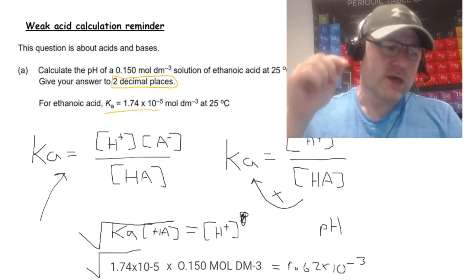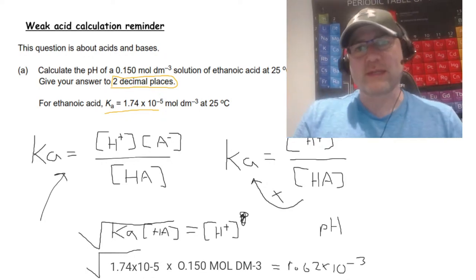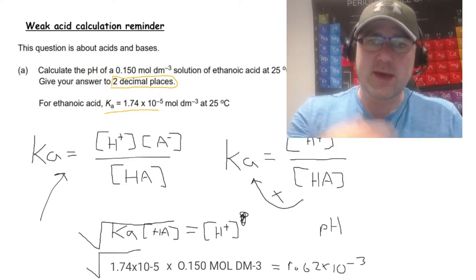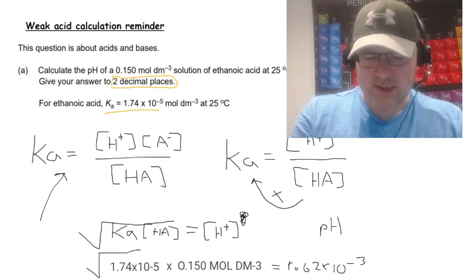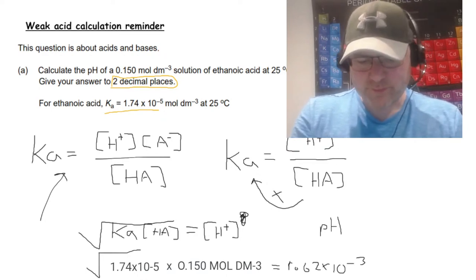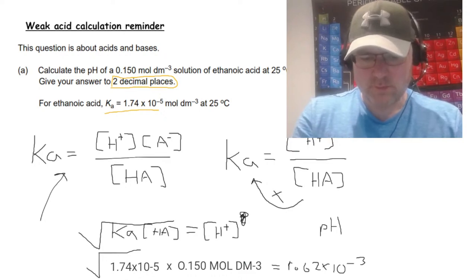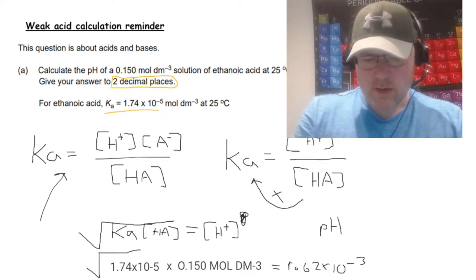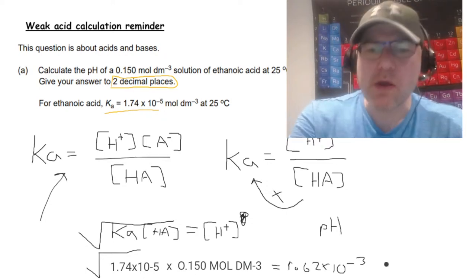So what we want to do is find the minus button on our calculator, press that, then find the log button, press that, and then enter this number here. And we're hoping for a weak acid pH. So let's see what we get. And then we do our common sense. Does it make sense? Hopefully.